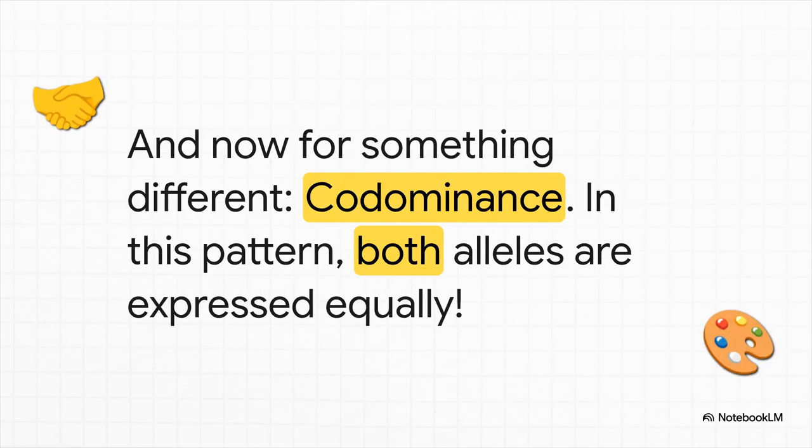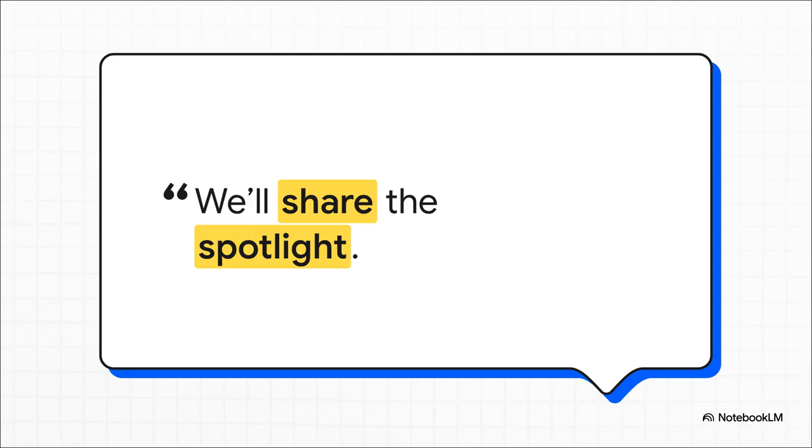But you know, genetics isn't always about one allele winning and one losing. What if neither one is dominant? What happens when both of them are equally assertive? Well, that leads us to our third and really fascinating pattern, codominance. With codominance, there is no winner. Instead of one covering up the other, both alleles basically agree to share the spotlight. You end up seeing both traits expressed fully and equally at the exact same time.